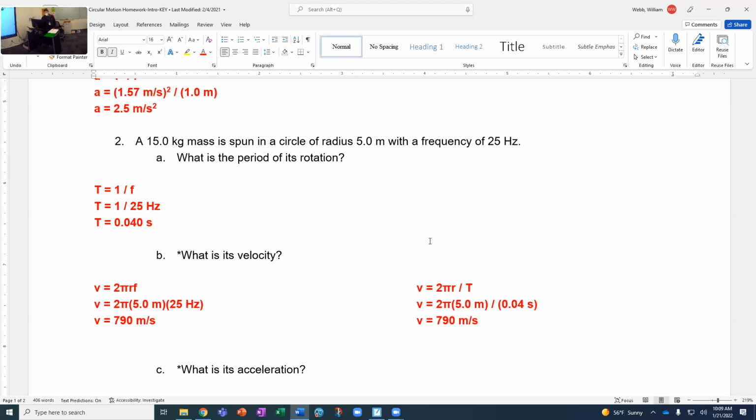But the question of the period, it's just the reciprocal of the frequency. If it's 25 hertz, that means it's going around 1 time on this big 30+ foot diameter circle in 4/100ths of a second.